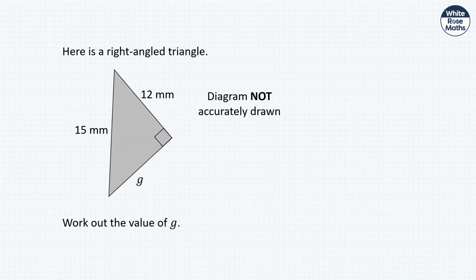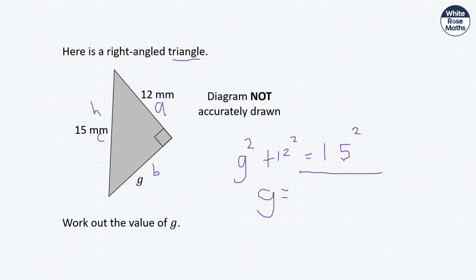This next one here is a right-angled triangle. I've got the hypotenuse there, so label that as H or C, label that as C, label that as G, and label that as A, let's say, or B, you could say. So I have G squared plus 12 squared is equal to 15 squared. Rearrange this: subtract 12 squared on both sides and then square root it. Sorry that I'm doing it in more than one step, but hopefully you're happy with that. So it's 15 squared minus 12 squared, square rooted.